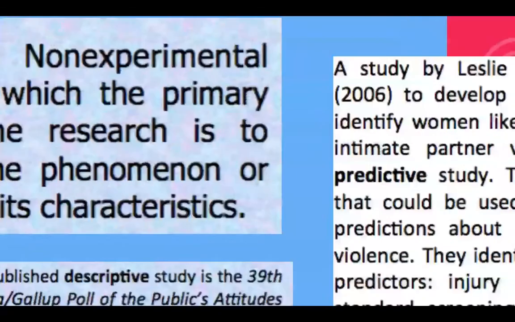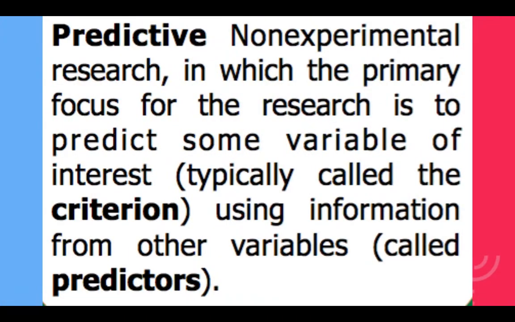The next type is what we call predictive non-experimental research, in which the primary focus of the research is to predict some variable of interest, typically called the criterion, using information from other variables, which are what we call the predictors.